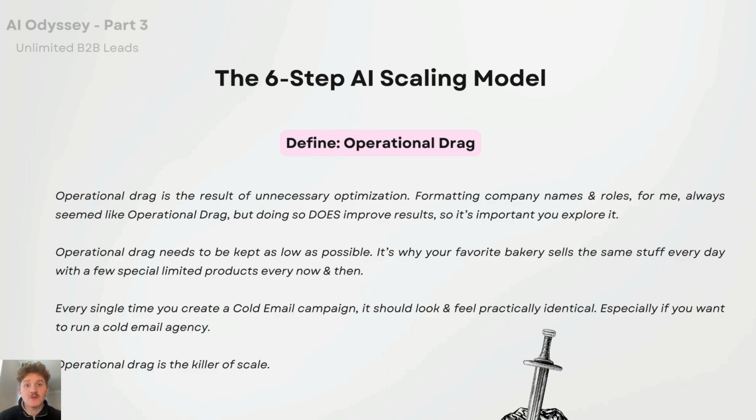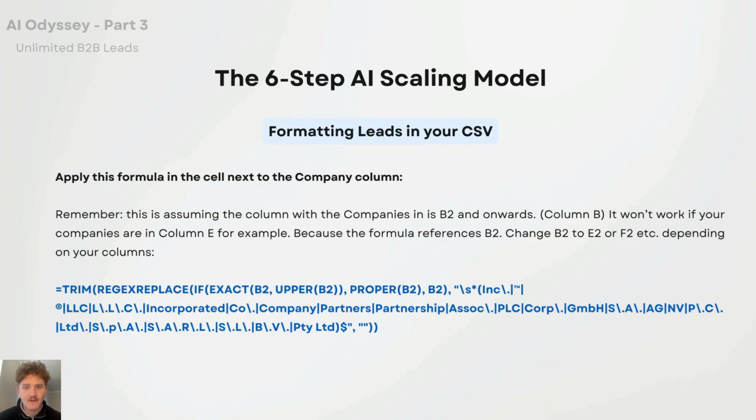Every single time you create a cold email campaign, it should be McDonald's-ized, right? It should look and feel practically identical, especially if you want to run a cold email agency or you want to run high-level outreach. Operational drag is the killer of scale, and it's why we gave you the cold email anatomy class earlier on in the academy, because it means that you can copy-paste that every single time and use our GPT prompts to copy the emails.